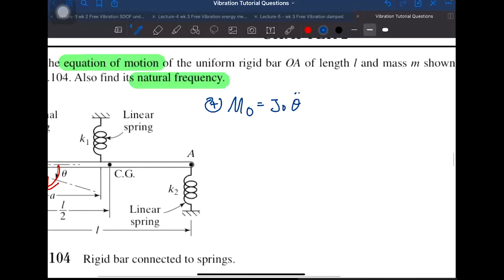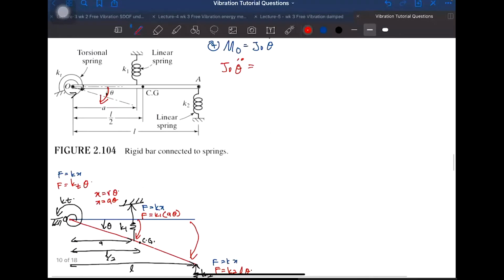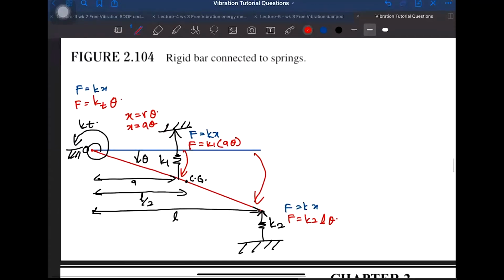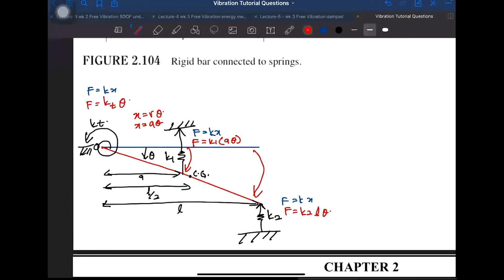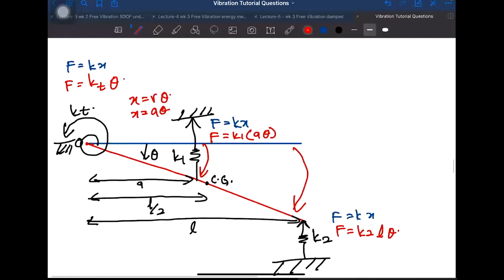Before that, so basically our M naught is J naught theta double dot. Our J naught theta double dot is the moment. So what is our moment here? Our moment here, we have 3 different types of forces.